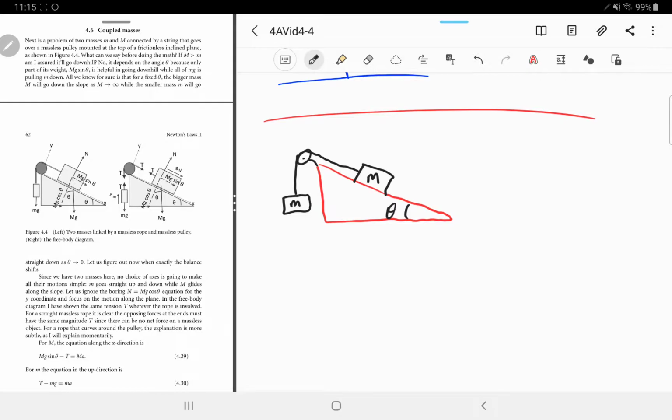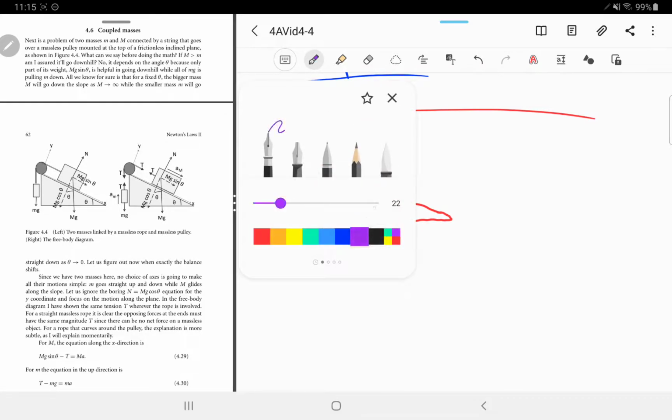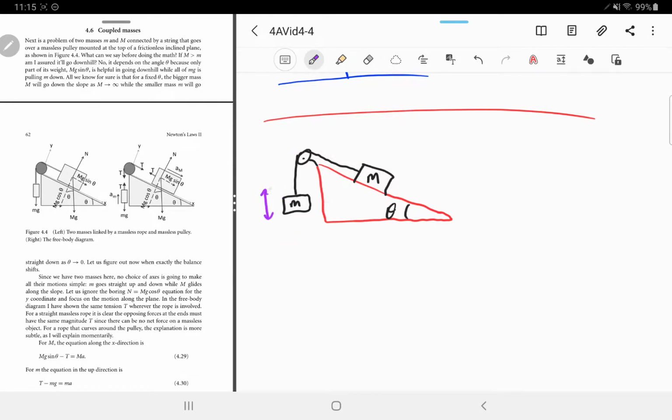Now, just by looking at this picture that I've drawn, we don't know what direction the system is going to accelerate. We don't know if lowercase m is going to go down or up based on the given information. If lowercase m has a higher mass than capital M, then it will go down for sure, no matter what. If capital M is larger, it's a little less clear. It'll really depend on the angle theta.